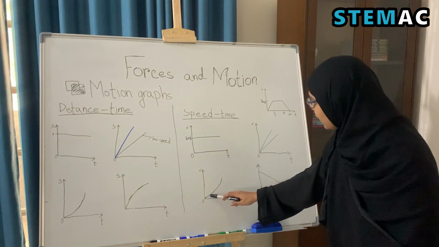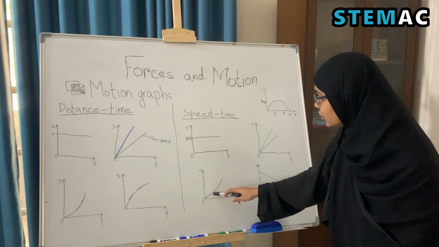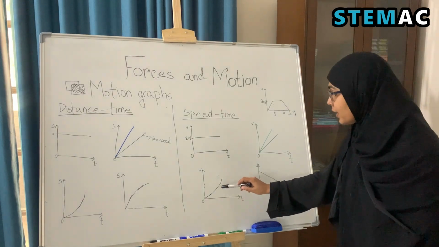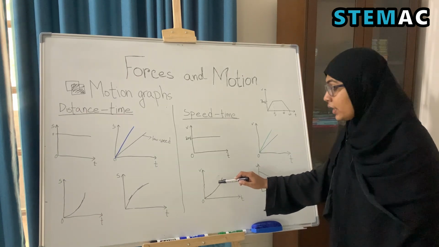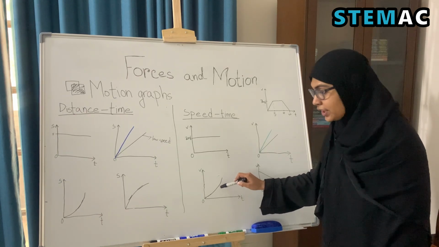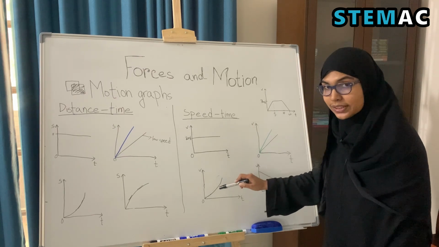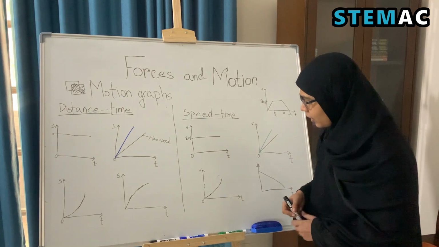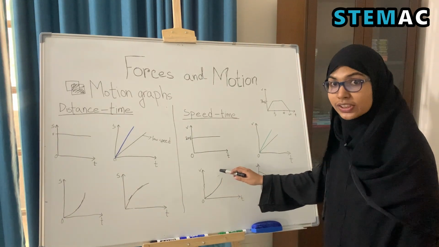Here speed is increasing and also acceleration is occurring, but the acceleration was not uniform. It's not occurring at a constant rate. The acceleration is constantly increasing. We can understand this from the gradient. The gradient is constantly increasing.